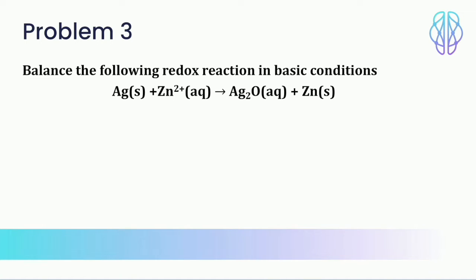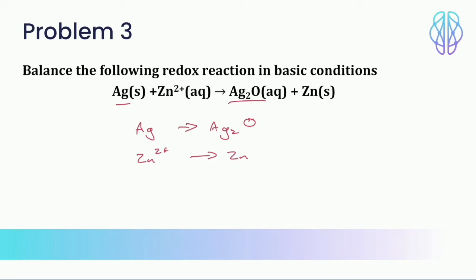So again, we're always going to start off with finding our half reactions. I'm just going to follow an element through. So we have our silver, and it is going to AgO, as well as we've got our zinc, which is 2 plus, going to zinc itself. So let's have a look quickly at what's been oxidized and what's been reduced from that previous statement.